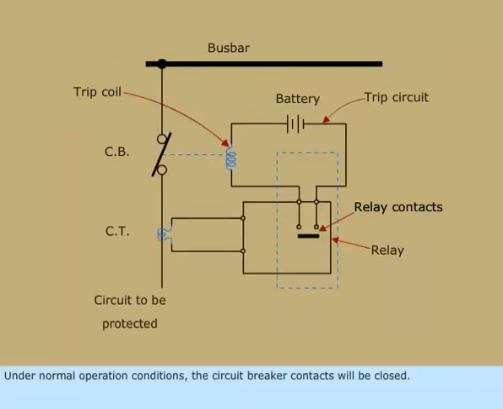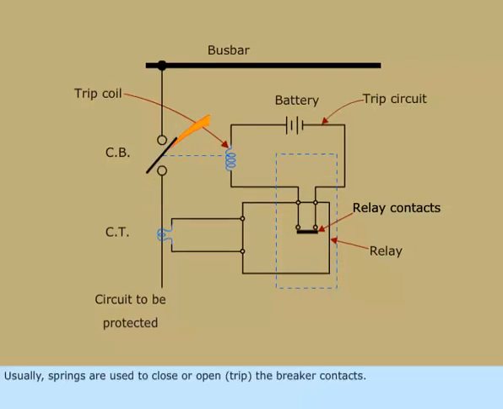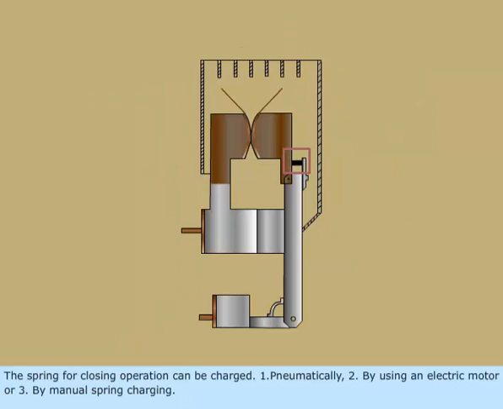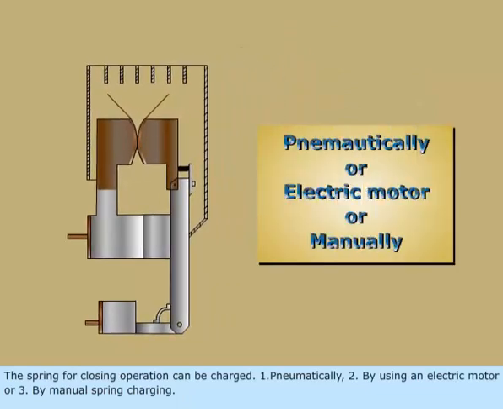Under normal operation conditions, the circuit breaker contacts will be closed. Thus, circuit breaker allows the flow of electricity through it. Usually, springs are used to close or open, trip, the breaker contacts. The spring for closing operation can be charged 1. Pneumatically, 2. By using an electric motor, or 3. By manual spring charging.